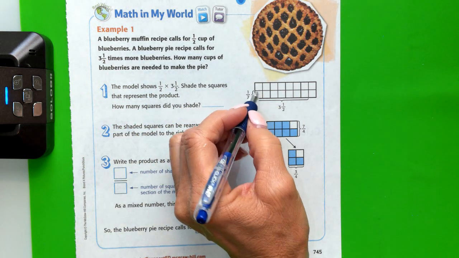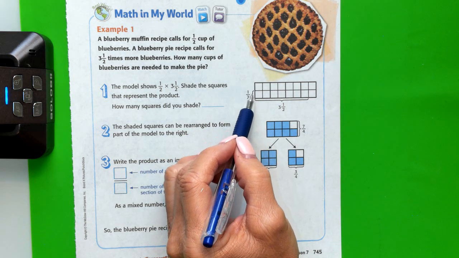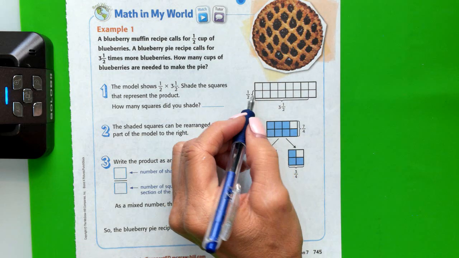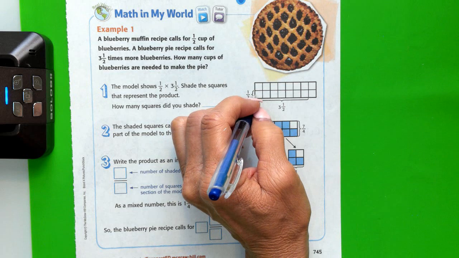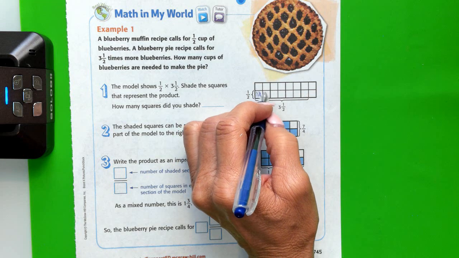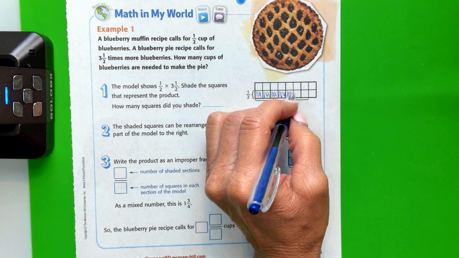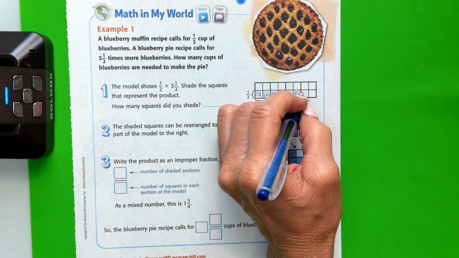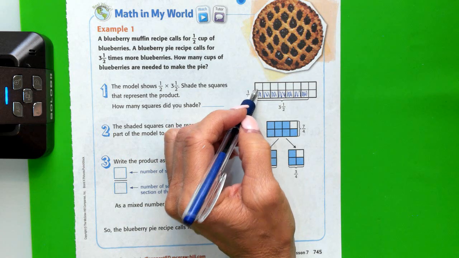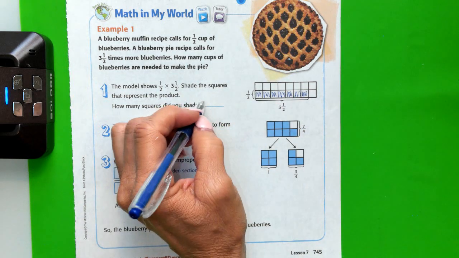So you can see over here that they have built a model to represent, okay? Here's our 1/2 cup, and this is 3.5 times that. So we're going to color 3.5 times that. So 1, that's one whole. 2, that's our second whole. 3, that's our third whole. And then 1/2. We only colored 1/2 here because they didn't ask us for a whole. Okay, so how many squares did we shade? 2, 4, 6, and one more is 7.